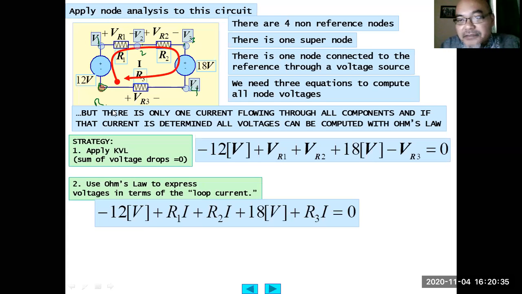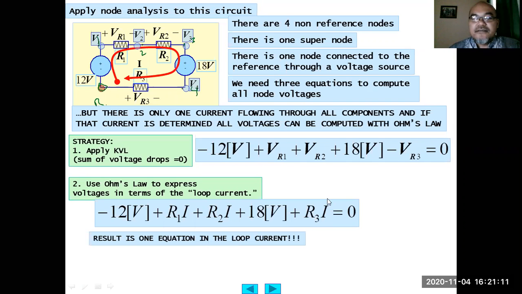So this is using the passive sign convention, where current should flow into the positive polarity, then go out from the negative polarity, right? So in R1, the sign of the current is positive. In R2, the sign of the current is also positive. But in R3, the current goes inside the resistor through the negative polarity first, so the sign of the current is negative. That is why here it is plus R3 I. This results in one equation in the loop current.